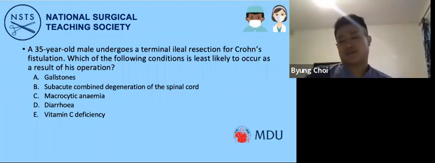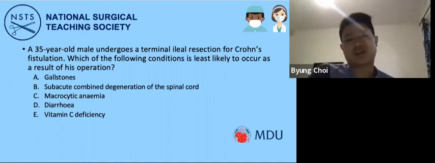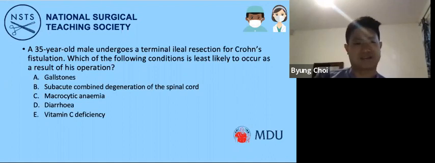This is a little bit of an aspect of physiology, as well as how Crohn's disease can affect patients. This patient has had a terminal ileal resection, so they've had a small bowel resection. The key is remembering some of the roles that the terminal ileum has in the absorption of nutrients. The answer here was E, it's vitamin C.